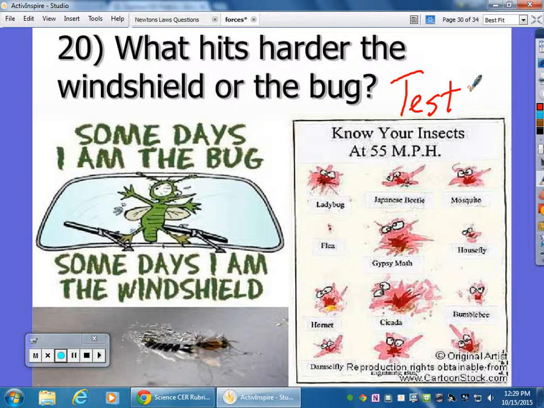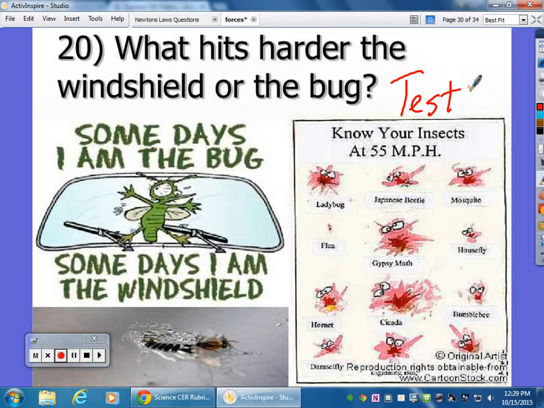If a bug hits the windshield of a car, and the windshield hits the bug, right? Which one hits with the most force? Which one hits with the most force? I just said don't say it out loud. So, which one hits with the most force? Windshield, I heard. Anybody want to say the bug? There's always somebody that says the bug.